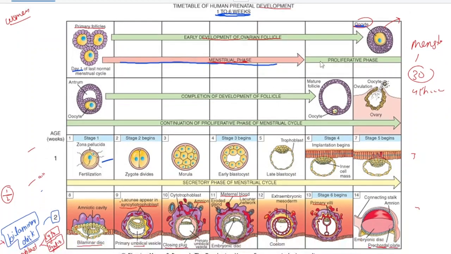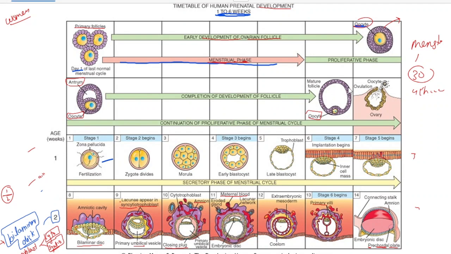First 7 days occur. After that, these are the outer cells, and this is the oocyte, where the nucleus and everything is present. This is the outer cell mass, and there is a cavity. This cell divides into two, and between them a space is created that is called antrum. You have to remember this. Then it develops, and the antrum becomes so large.